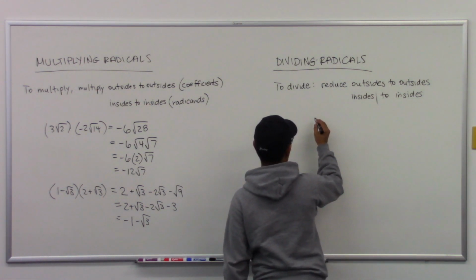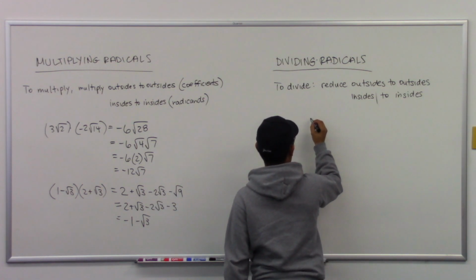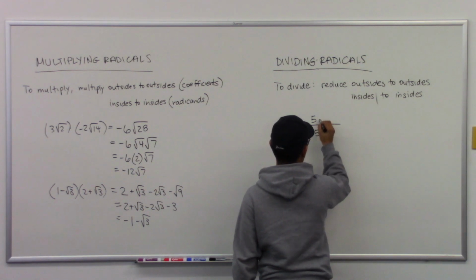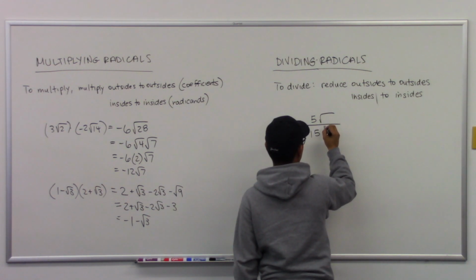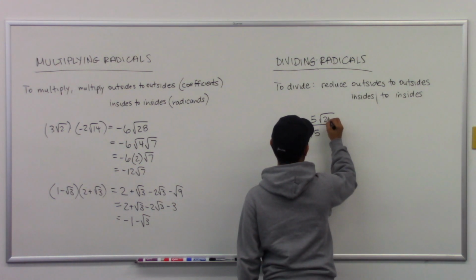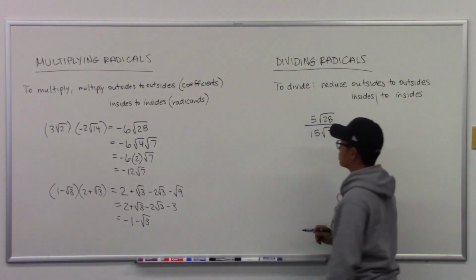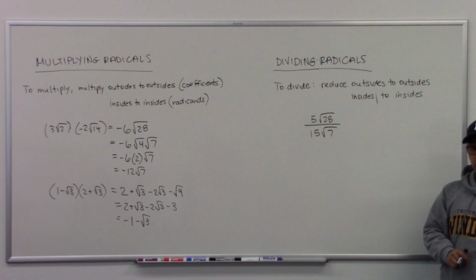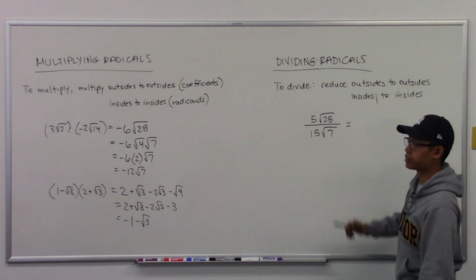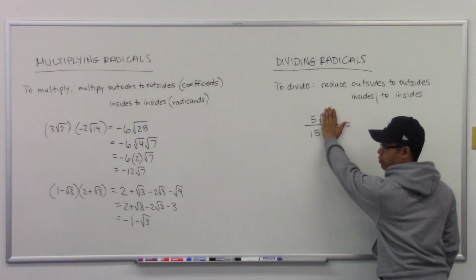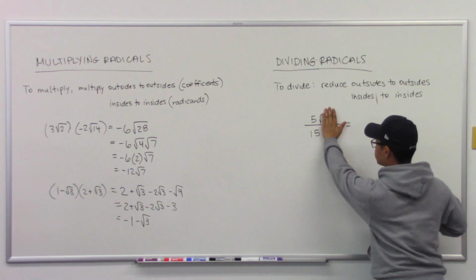So if I give you something like 5 root 15 over 28 root 7, this is what you do. You think of it this way. What would you tell me if the answer was 5 over 15? What would you do with that? You'd reduce that to what?